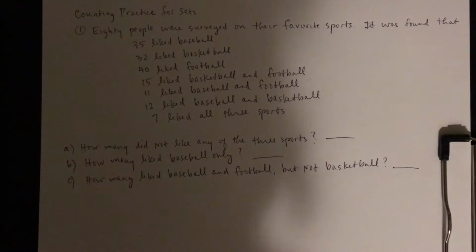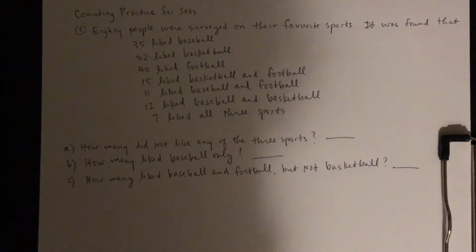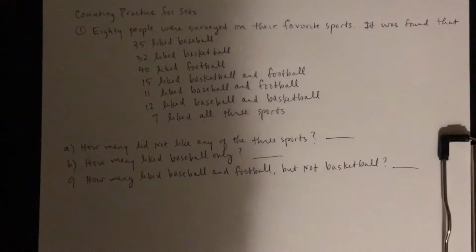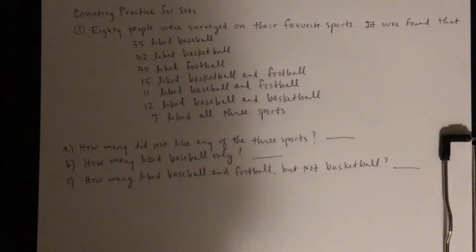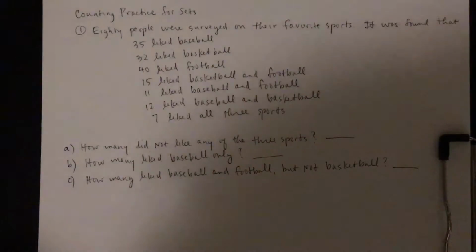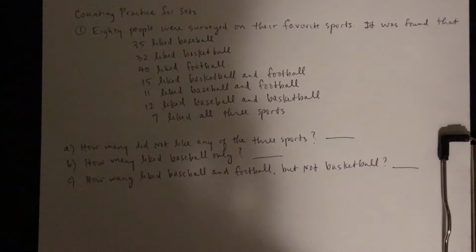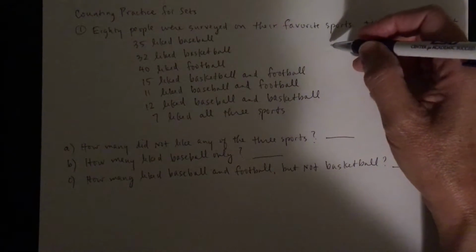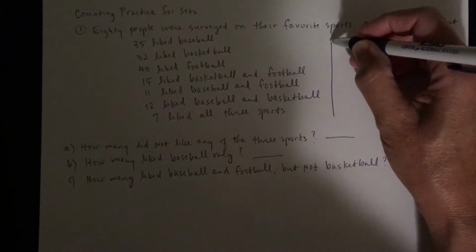How many did not like any of the 3 sports? How many liked baseball only? How many liked baseball and football, but not basketball? To solve this problem, we'll do a Venn diagram and fill in the numbers in each portion of the Venn diagram for how many people liked every possible combination.